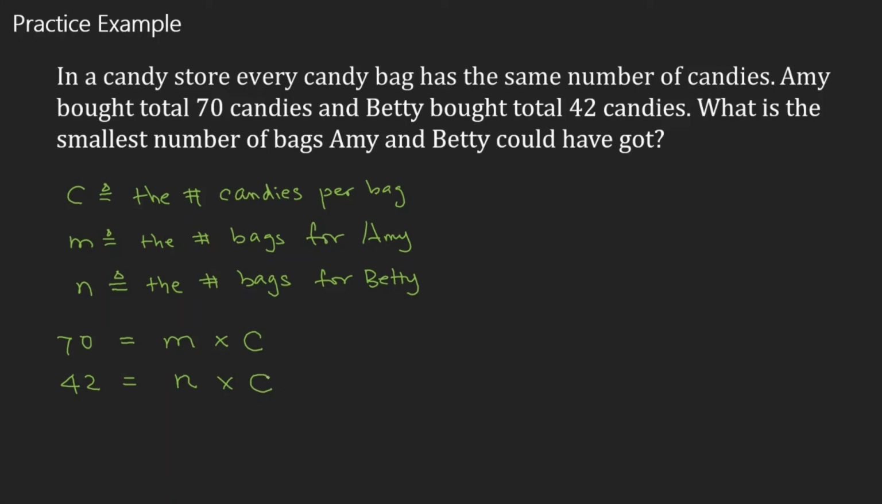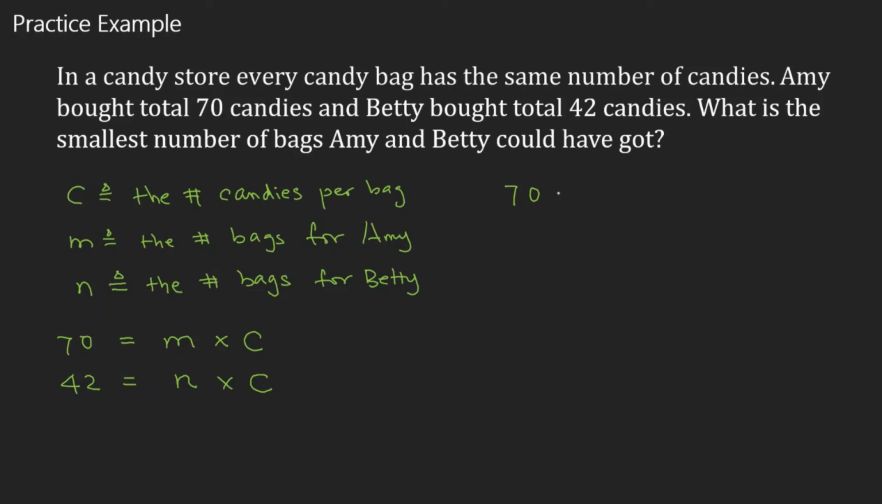So we want to make the number of bags as small as possible. That means to make the M and N as small as possible. So this will make the C as large as possible. Now C here is a common factor to both 70 and 42. So to make C as large as possible, that means we're looking for the greatest common factor for both of these numbers. Okay, so let's find that.